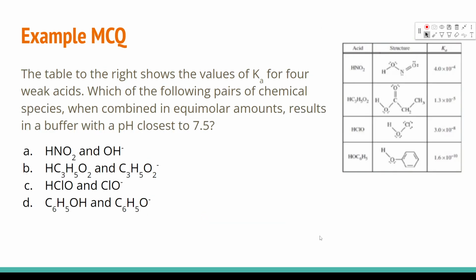Cool. All right, here is an MCQ, and here's a chart. So look at the Ka values. We have the different acids here that are listed, and then we have different pairs. So go ahead, read this MCQ, see if you can figure it out, and then I will talk about it in a few moments.